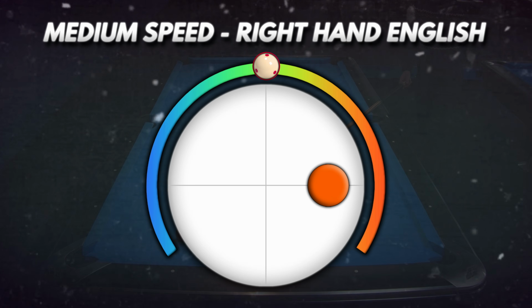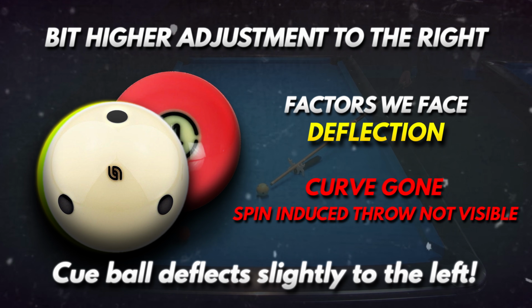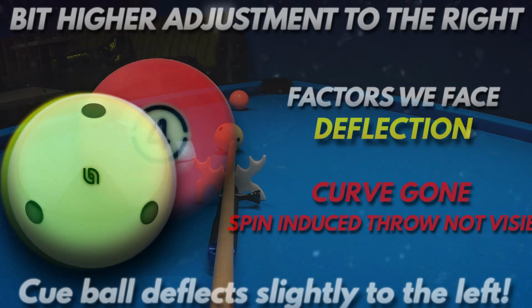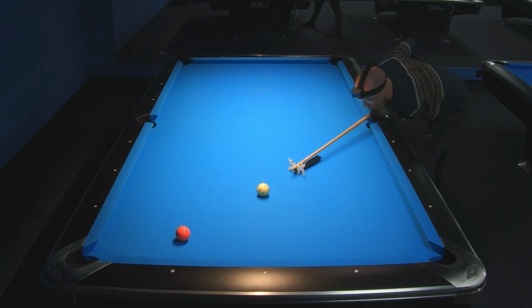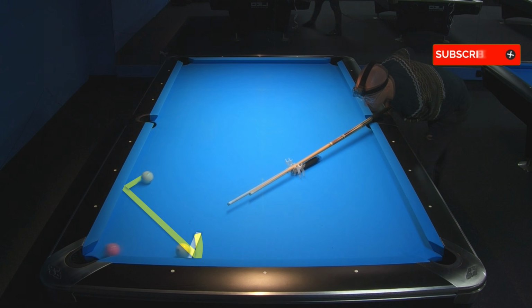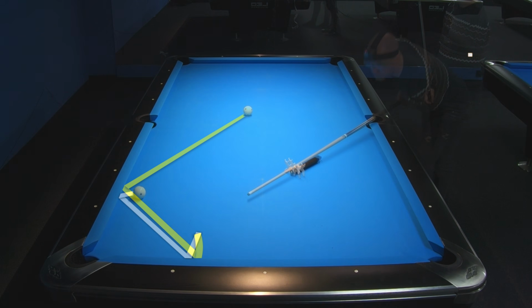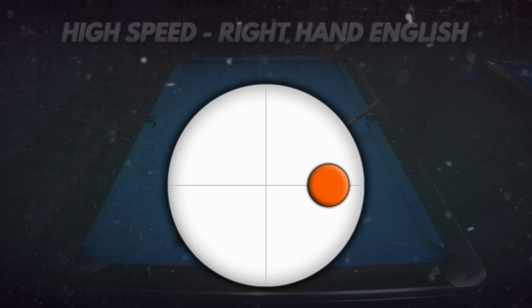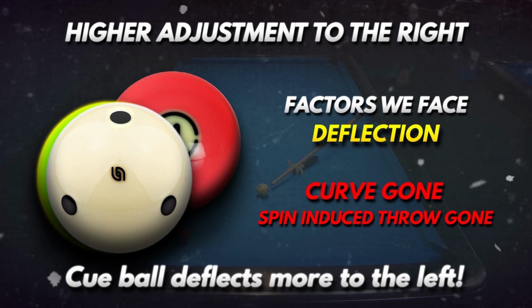If we want to hit the cue ball with medium speed, then we need to slightly adjust aiming to the right, because due to deflection, the cue ball will move slightly to the left. And this time we can't see any huge difference in the path of the cue ball, just going much further than during the low speed shot. But if we want to hit the cue ball with high speed, then we again need to adjust aiming to the right a bit more.